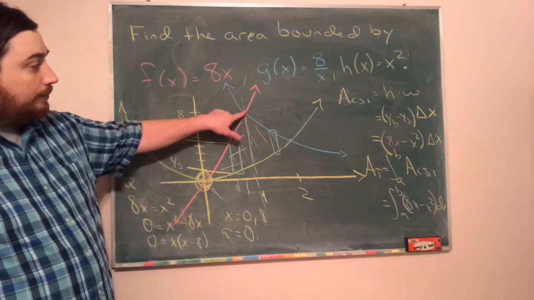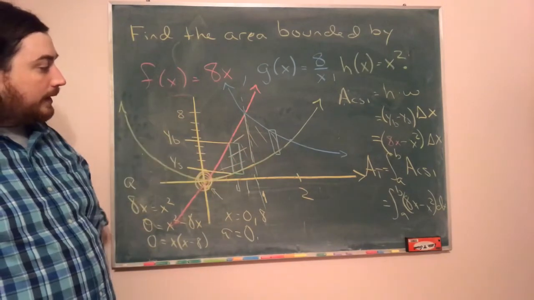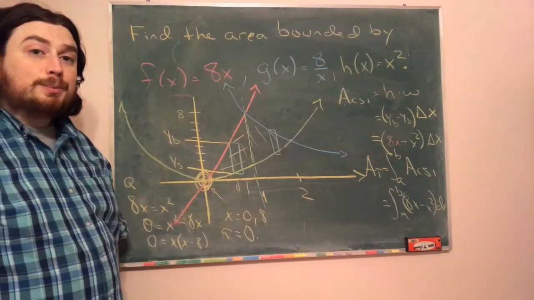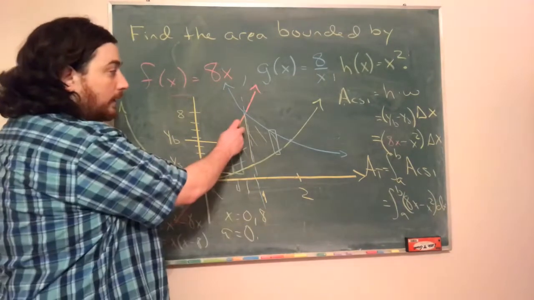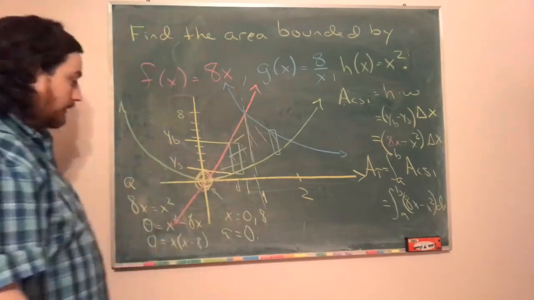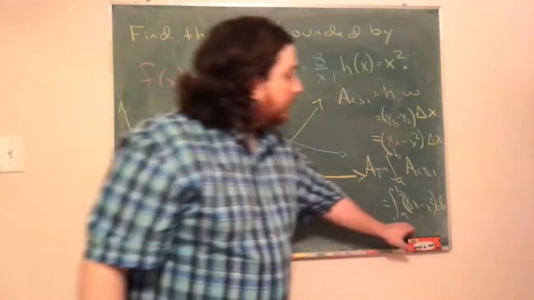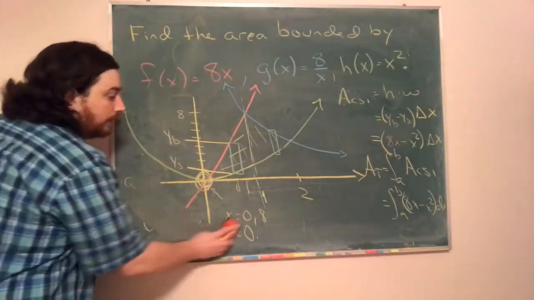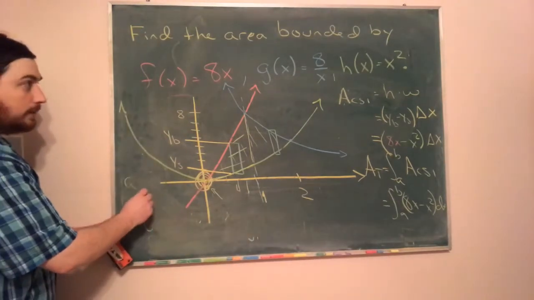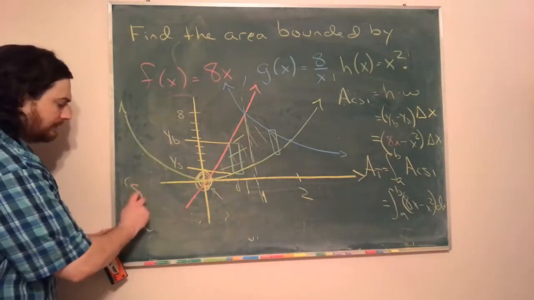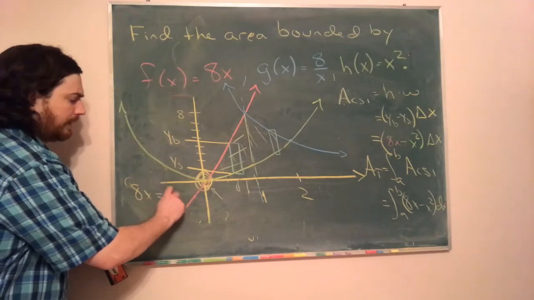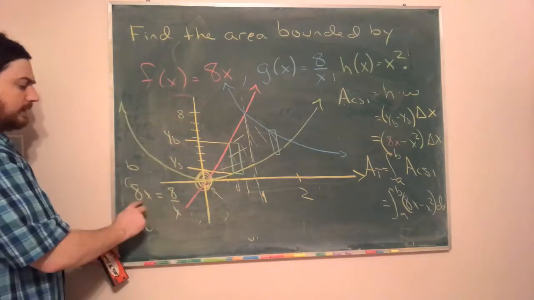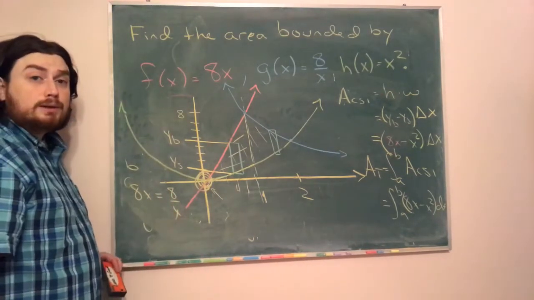Now, in order to find our b, or the ending of this interval, I have to find another intersection point. This intersection is going to be between the red and the blue function. So instead of letting 8x be x squared, we're going to let 8x be equal to 8 over x. So to find b, we let 8x equal 8 over x, and we solve for x.